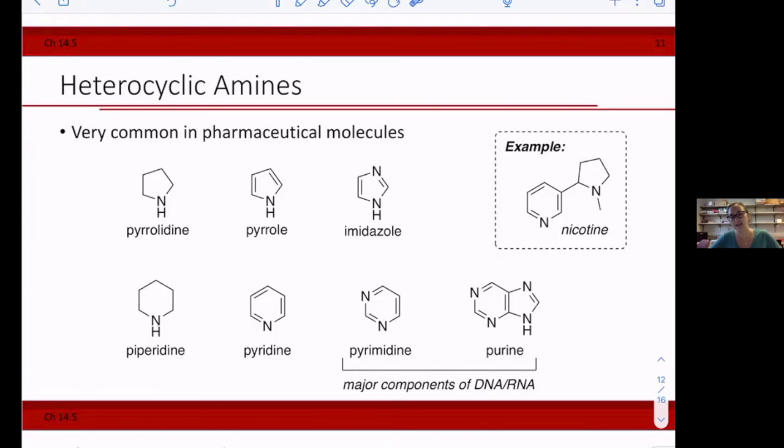And an example of a drug molecule that contains these very common heterocycles is nicotine. So in cigarettes, or your favorite version of wherever you get nicotine from, it has 2 of these different types. Here we have a pyridine, and then here we have a pyrrolidine. So you see these everywhere in real life and in pharmaceuticals, drug molecules, everything.